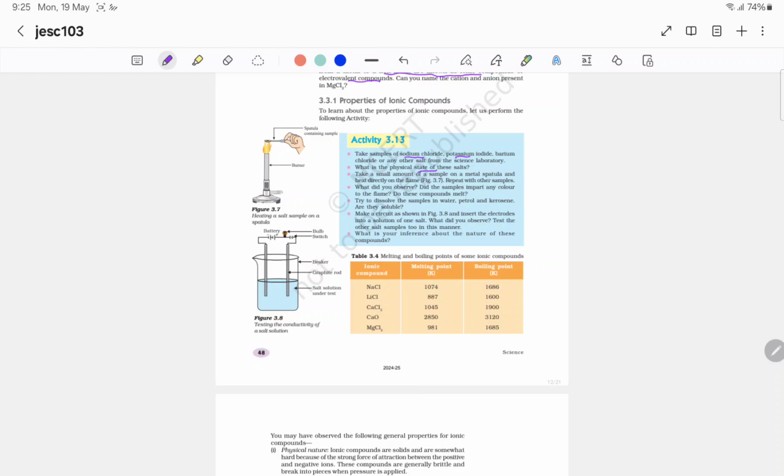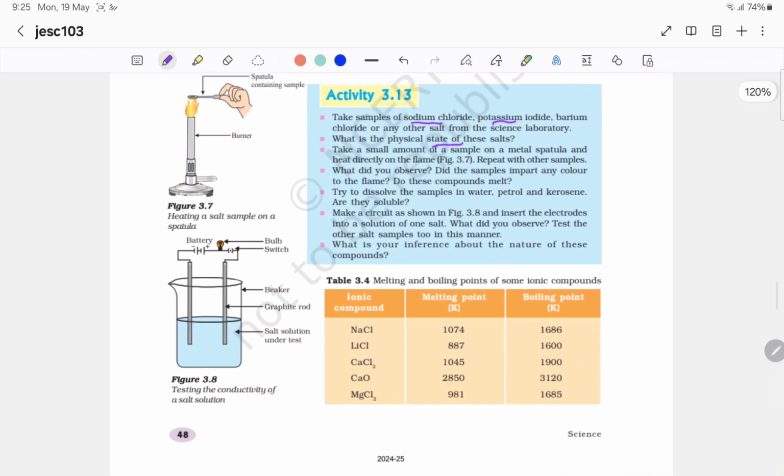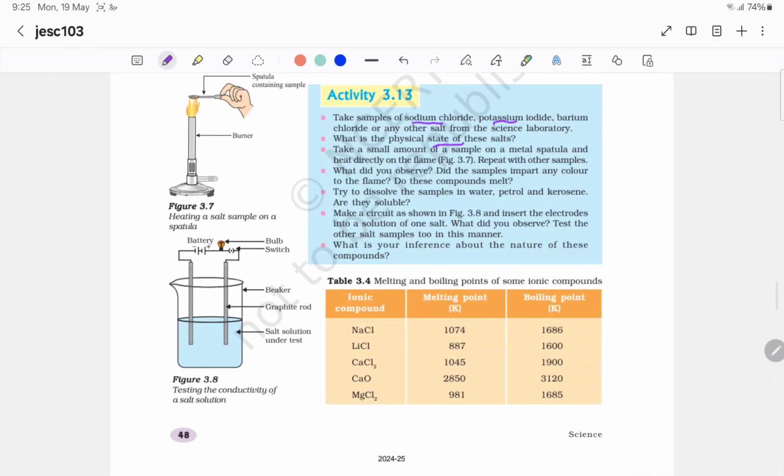Take a small amount of sample on a metal spatula and heat directly on the flame. Repeat with other samples. What did you observe? Did the samples impart any color to the flame? Do these compounds melt? Next, try to dissolve the samples in water, petrol and kerosene.